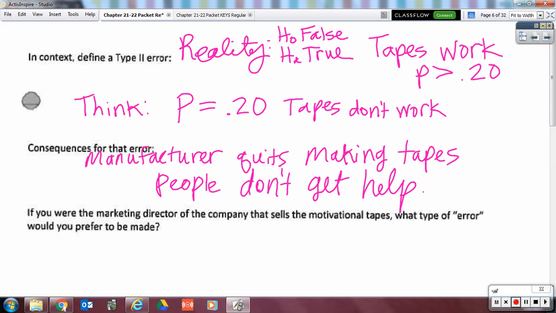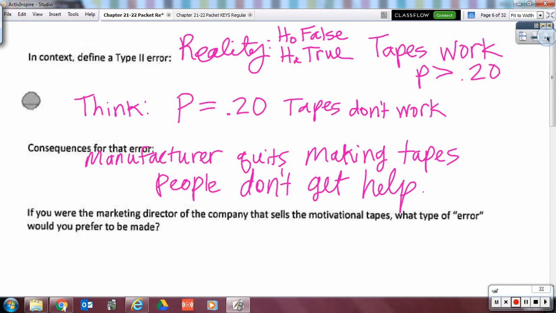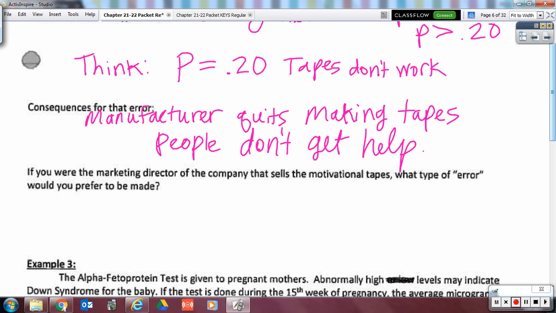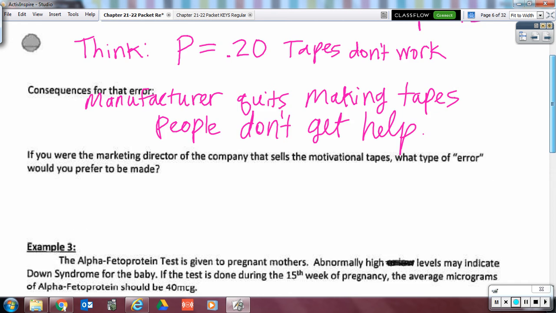If you were the marketing director for the company that sells the motivational tapes, think of your job. You're the one who sells the motivational tape. What type of error would you prefer to be made? Type 1 says, people waste money buying tapes that do not work. Type 2 says, you quit making the tapes, even though they could help people. So, what's the goal of your company? Make money. Which one would you prefer gets made? Type 1, because people will waste their money buying your tape, and you will make money, even though they don't do anything.